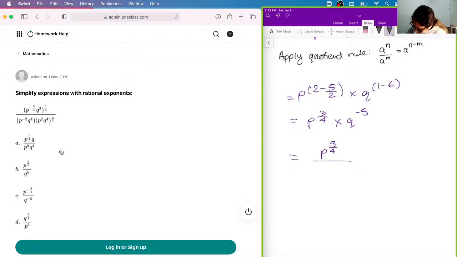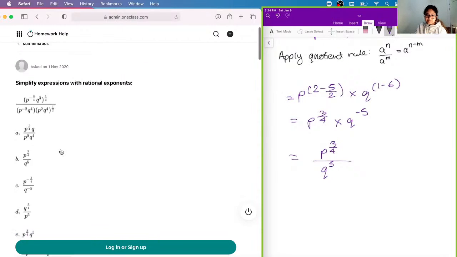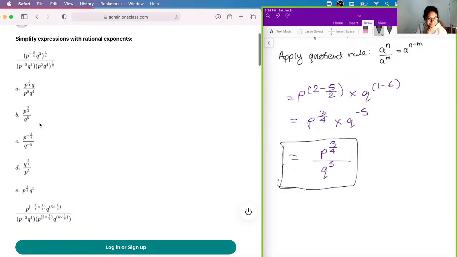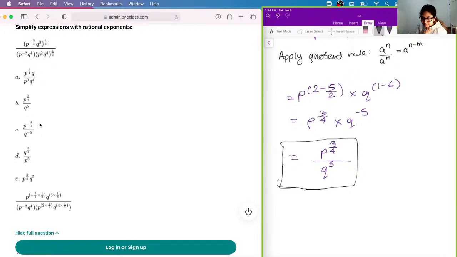Okay. So basically this is our answer. This is how you simplify. And let's see which one of the options it matches. You can see that the answer is D. Right? Yeah.